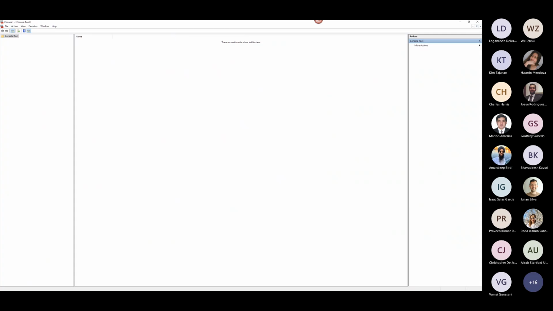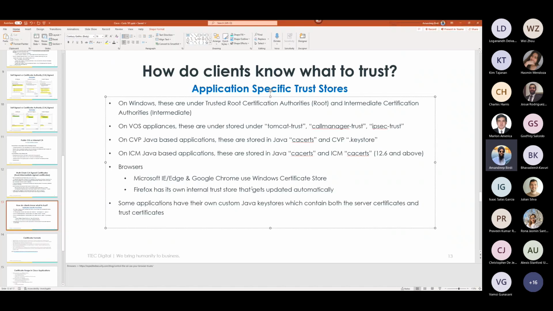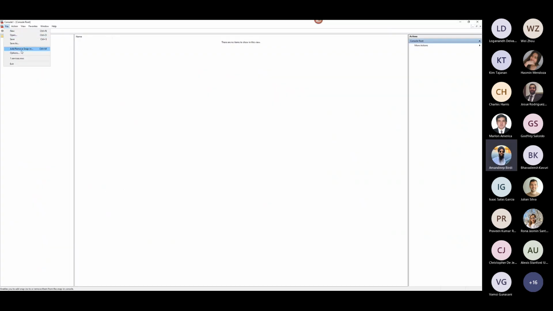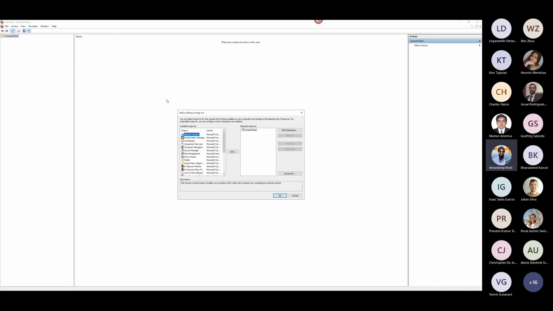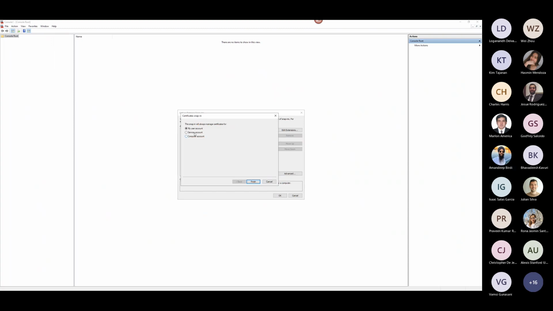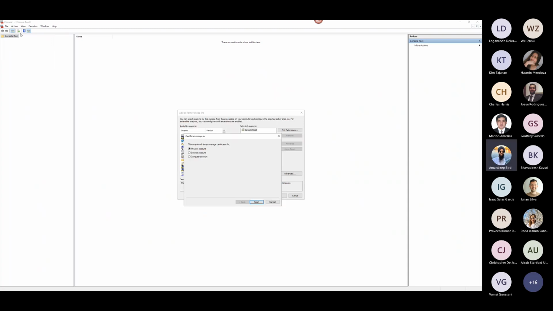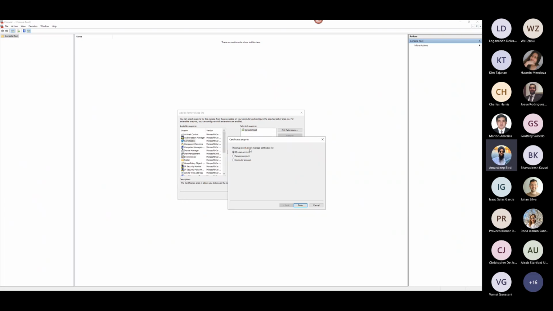So Windows has its own trust store, right? Which is what I'm going to open again and show you guys. And there's a couple of browsers like IE, Edge, and Google Chrome that use the Windows certificate store or the trust store. And I keep calling it the trust store, but it's both a trust and certificate store, right? And I'll show you what I mean by that. So when you add a snap-in to this MMC application, certs can be stored in three different places.